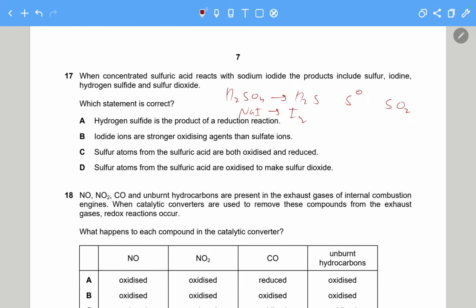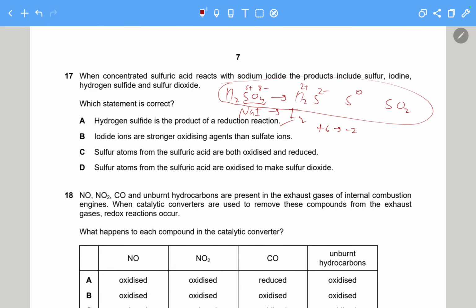So these are the two things that we are getting. Now, which statement is correct? Hydrogen sulfide is the product of a reduction reaction. So let's look at this first equation involving the H2SO4. In this one, the SO4 is a 2 negative ion. 4 oxygens will give 8 negative, and to give an ion of 2 negative, we'll need 6 plus for sulfur. In H2S, 2 plus from the two hydrogens, and therefore the sulfur has to be 2 negative. So oxidation state goes from +6 to -2, and therefore it's a reduction reaction. This statement is correct, but we'll read the other ones as well.